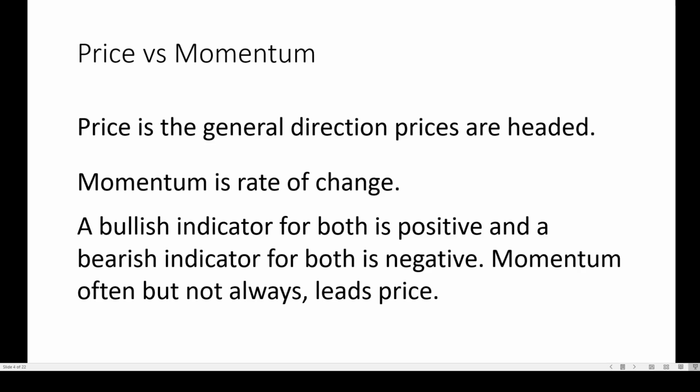Price versus momentum. Price is the general direction prices are headed, usually very easy to figure out. Momentum is the rate of change of the price. So a bullish indicator for both is positive and a bearish indicator for both is negative. Momentum often, but not always, leads price.